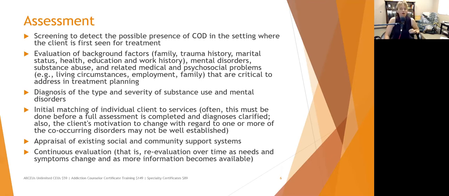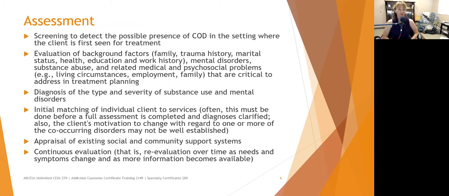We want to appraise existing social and community support systems. If they're not in treatment, in residential, for example, what do they have in the community that can support their recovery the other 6 days and 23 hours of the week? And continuous evaluation is important. Reevaluation over time needs to be done as symptoms change and more information becomes available.